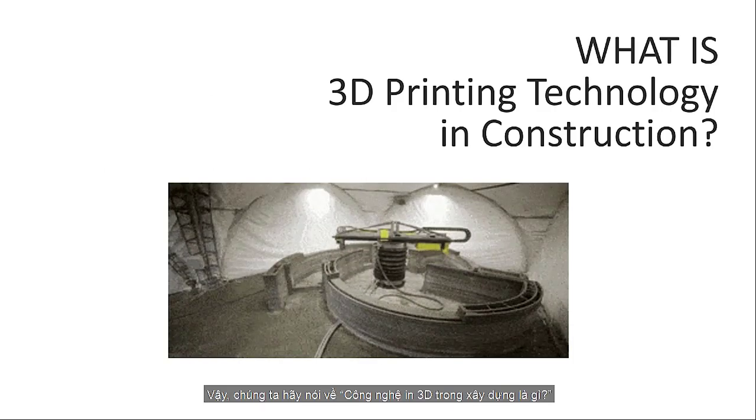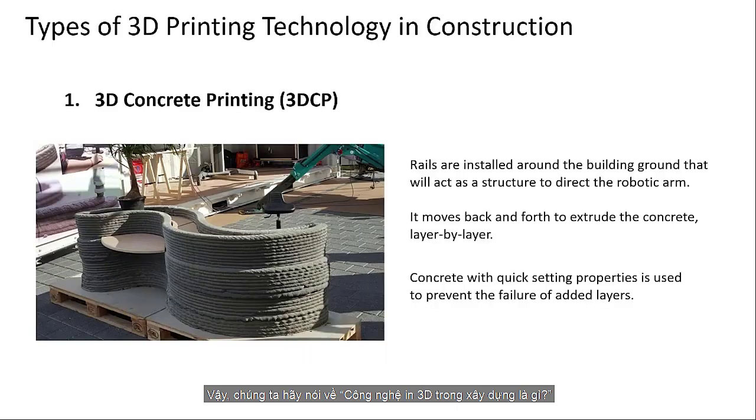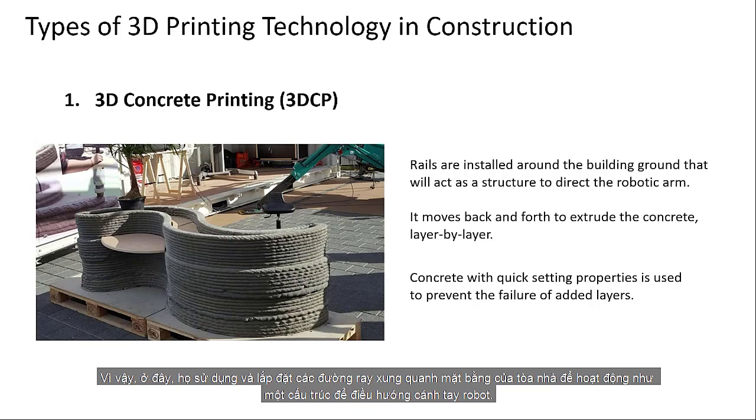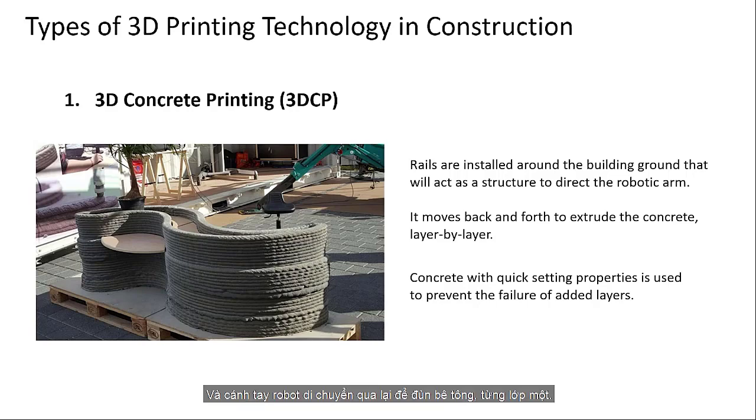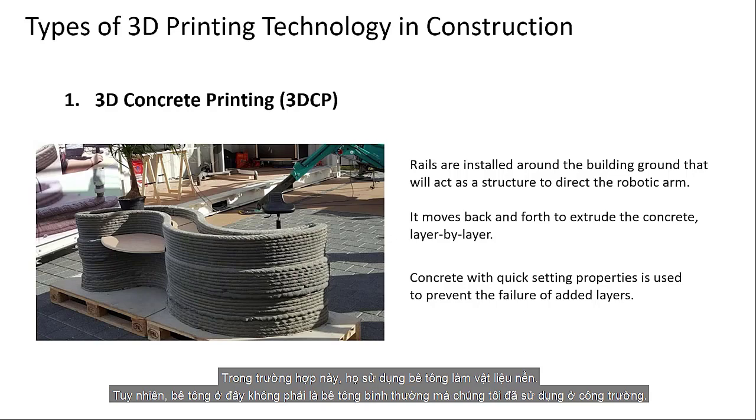So now let's talk about what is the 3D printing technology in construction. So there are two types. The first one we call 3D concrete printing, and in short it is 3DCP. Here they use rails and install a rig around the building ground to direct the robotic end, and the robotic end moves back and forth to extrude the concrete layer by layer. So in this case, they use concrete as a base material.